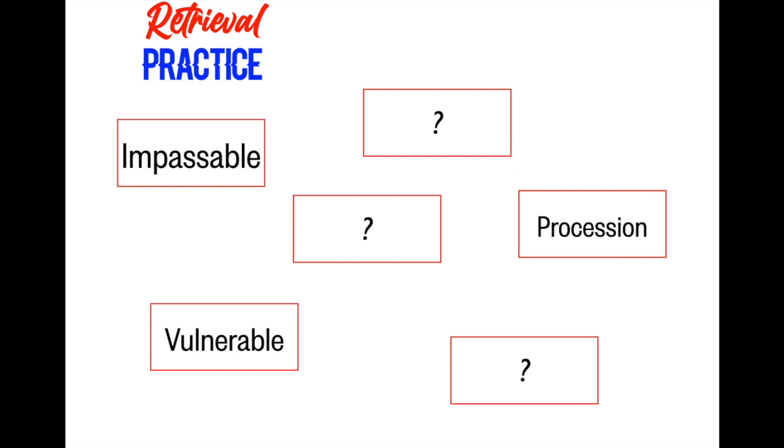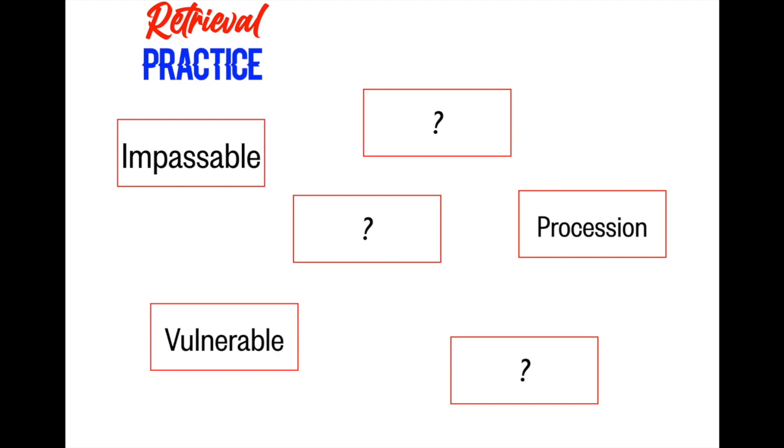Okay, the first word is impassable, and impassable is an adjective, and it means that something is obstructed. It's not possible for you to pass down a road or a highway or something along those lines. It's blocked, it's obstructed. The second word is procession. Procession is a noun, and that means a ceremonial parade.